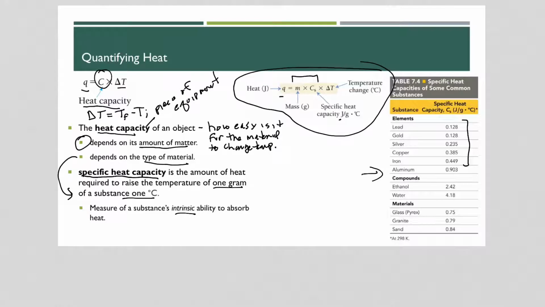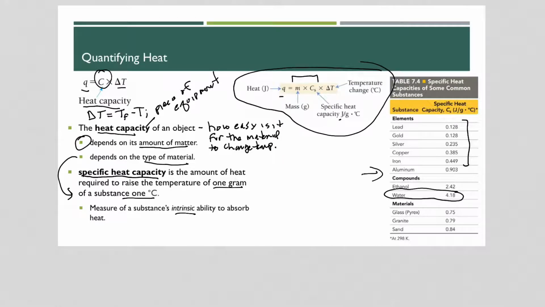Whereas something like water has a very high heat capacity, much, much higher than these metals. And you've experienced this. When you heat up water, it seems to take forever to heat up, forever to boil, if you will. And once we heat it up, it seems to take forever for it to cool down. This comes from the fact that water has such a high heat capacity.